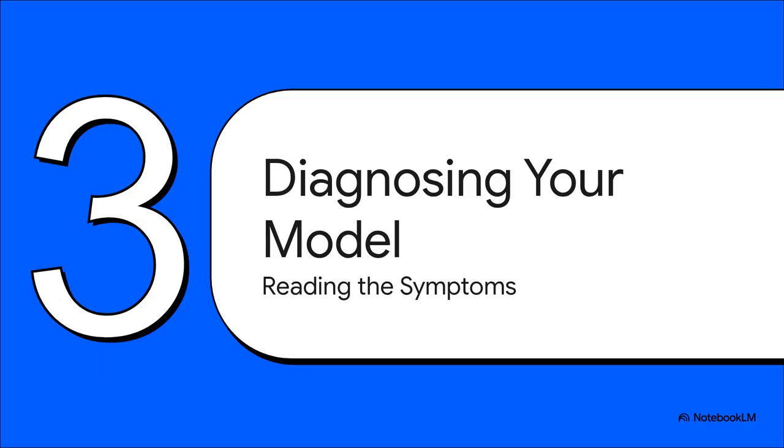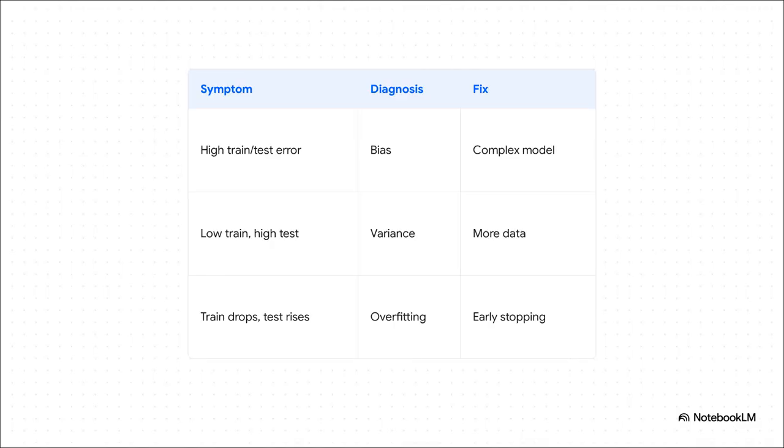All right, part 3, diagnosing your model. Let's step back into the clinic for a second. How do we actually read the symptoms of our specific model to know if it's suffering from bias or variance? Well, your patient's vital signs are the training and test errors. If both your training error and your test error are running a high fever, meaning they're both consistently high, your model is underfitting. That's a clear-cut bias diagnosis.